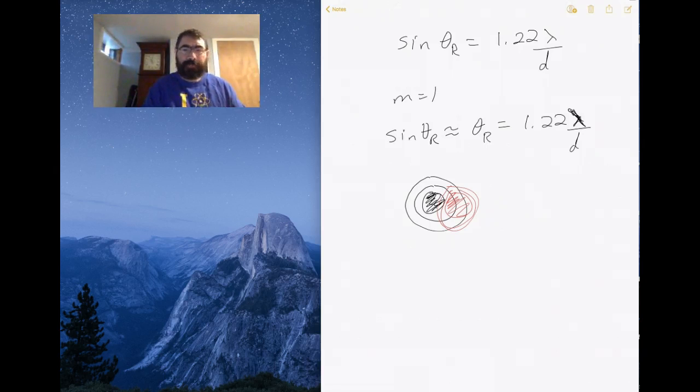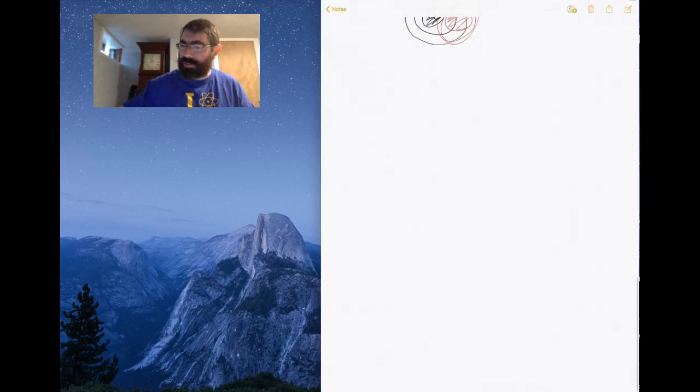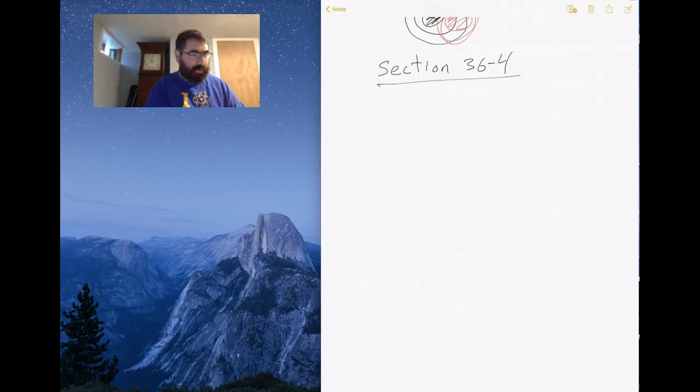So the next thing we can consider is section 36-4, which basically talks about what the intensity pattern is going to look like for a double slit experiment. So let's imagine now that we have this double slit.